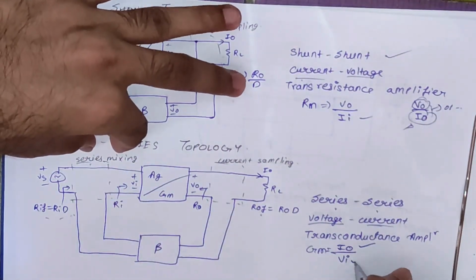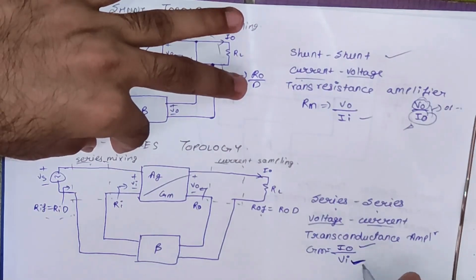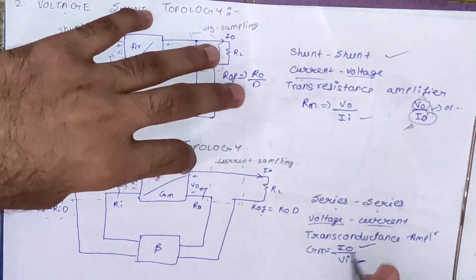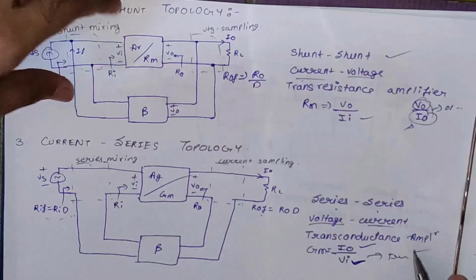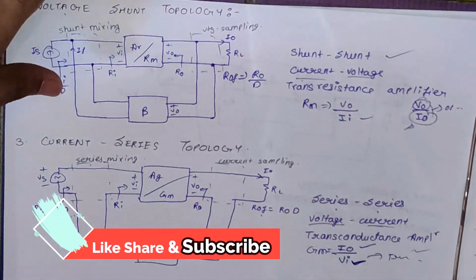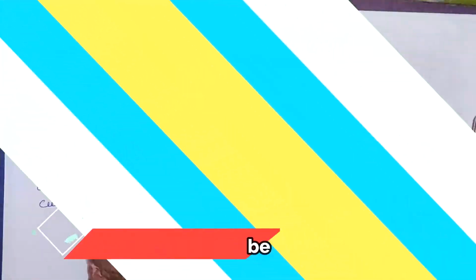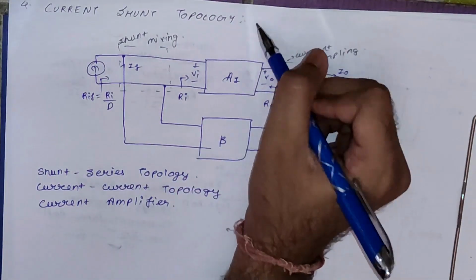So at input we have a series voltage mixing. Okay, so by this also you can refer to it. You can see this will be the transconductance amplifier gain. So that's why this topology is also called the transconductance amplifier. Okay, last one we have a current shunt topology.